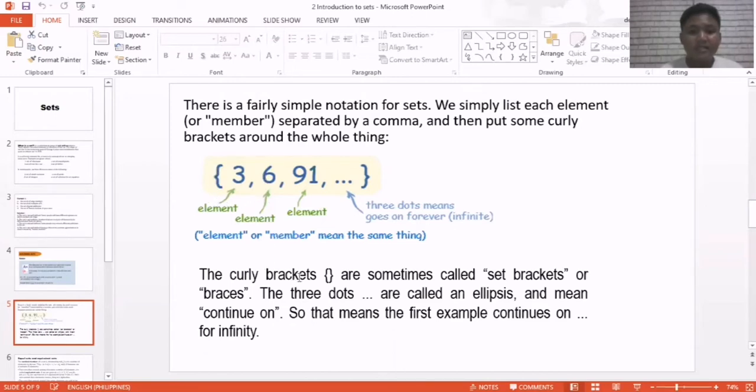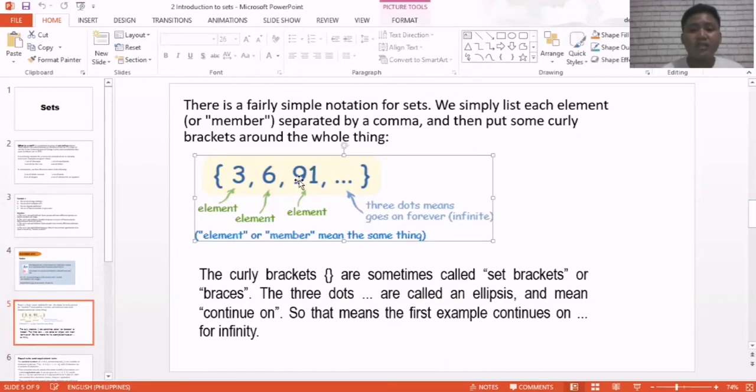The curly brackets are sometimes called the set brackets or braces. The three dots are called an ellipsis and mean continue on. It means there is more that follows. So that means the first example continues on for infinity. Here, we have two classifications of sets: infinite and finite. We call this an infinite set because it has a continuation.